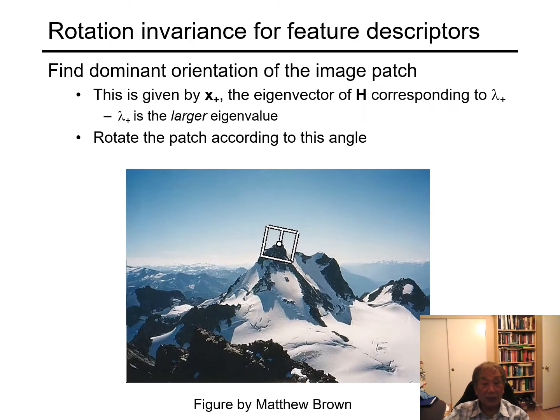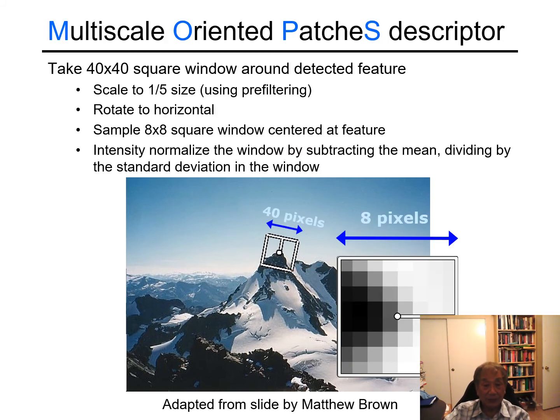Here is the rotation invariance. We said up to 60 degrees is what we usually work with. Using the eigenvalues, you rotate the patch according to the angle, how much it was shifted from the original. Then you can shift the other picture part by the same angle. Here the 40 pixels can be reduced to 8 pixels, scaled to one fifth of the size, and then rotate to horizontal and sample this and get the right match.